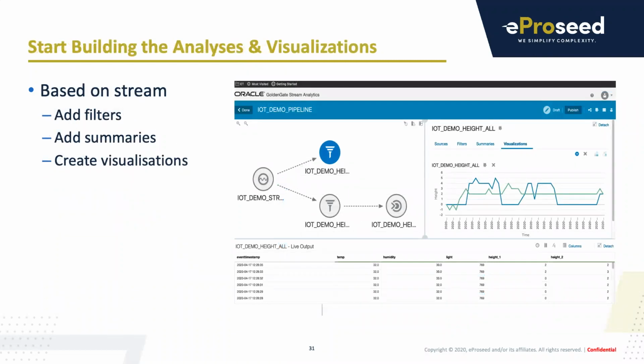So here you see, for instance, a pipeline where information comes in, is filtered, and maybe summarized. On the top you see the flow in the pipeline, and on the bottom you see live output, which is actually showing temperature, humidity, light, height, etc.